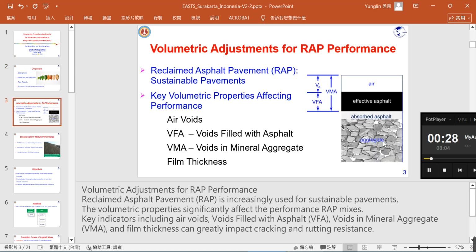Volumetric adjustments for RAP performance. Reclaimed asphalt pavement, RAP, is increasingly used for sustainable pavements. The volumetric properties significantly affect the performance of RAP mixes. Key indicators including air voids, voids filled with asphalt, VFA, voids in mineral aggregate, VMA, and film thickness can greatly impact cracking and rutting resistance.